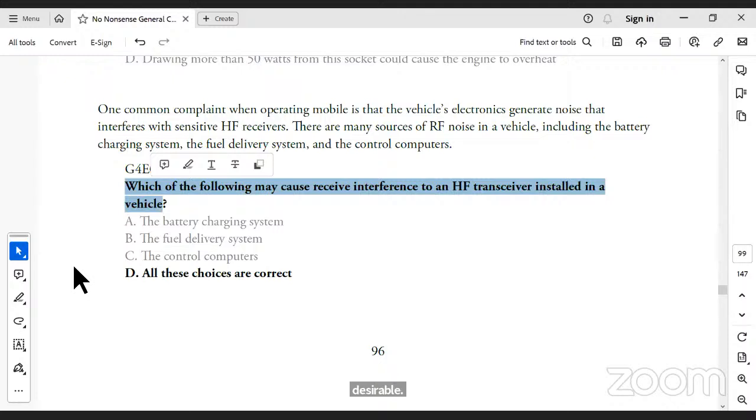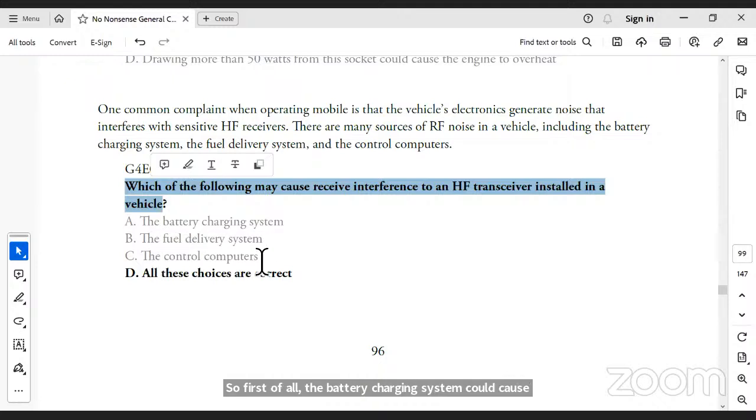Next question in the question pool. Which of the following may cause receive interference to an HF transceiver installed in a vehicle? First of all, the battery charging system could cause the interference, the fuel delivery system could also cause receive interference, and the control computer or the brain box circuitry could also cause receive interference. Therefore, all of these choices are correct.